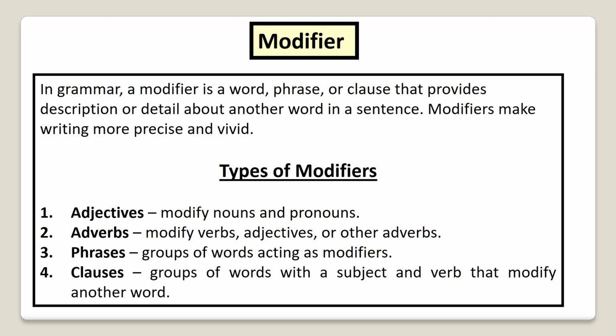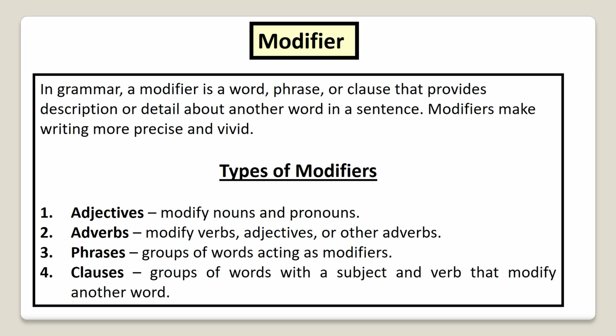The next are phrase modifiers. When a group of words acts as a modifier, it is used to modify another word. Phrase means a group of words acting as a modifier. So those are the phrase modifiers.